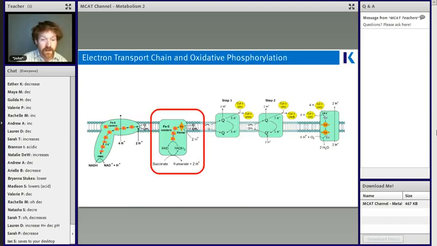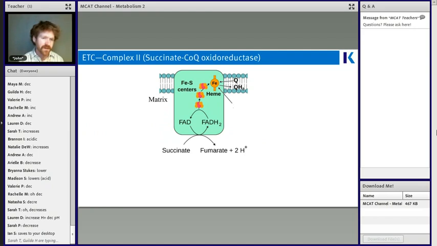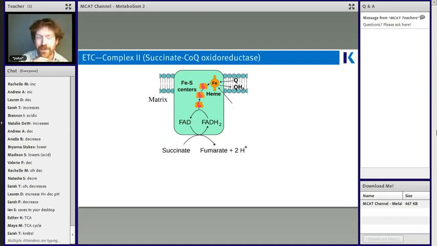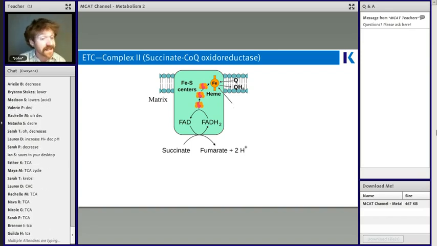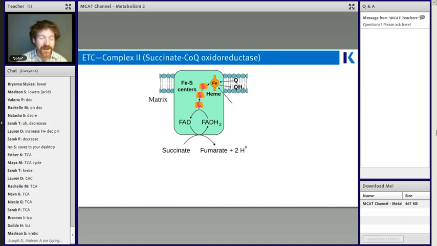So complex number 2 is very unique. In fact, I'd probably say that complex 2 is the most unique of all of them here because it's also part of something else. What else is complex 2 actually part of that you just saw in the previous class? The Krebs cycle, the TCA cycle, or the citric acid cycle. There are so many names to describe that cycle.